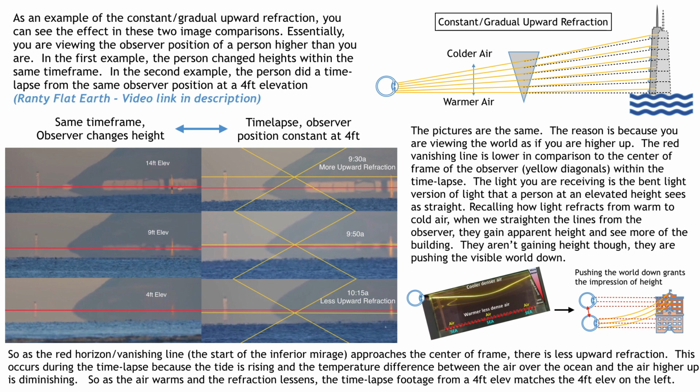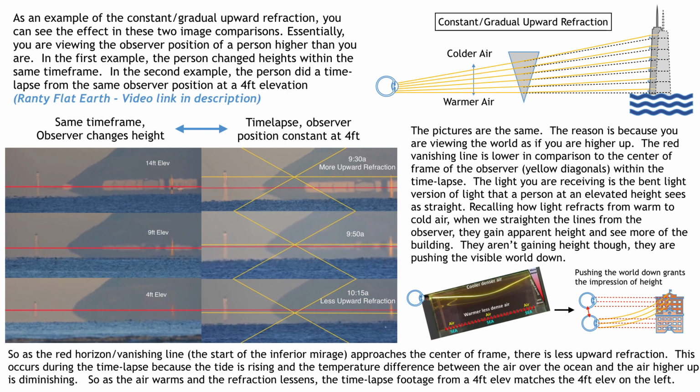The other thing to note is that the lighthouse is somewhat lower in center of frame in the 9:30 a.m. shot in comparison to the yellow line, and it's brought sequentially upward as the upward refraction amount returns to baseline towards 10:15 a.m. So again, the pictures are essentially the same, and the reason is because you are viewing the world as if you are higher up. So this person who is at a 4-foot elevation within a time lapse is essentially viewing what they would view 14 feet higher with different atmospheric conditions.